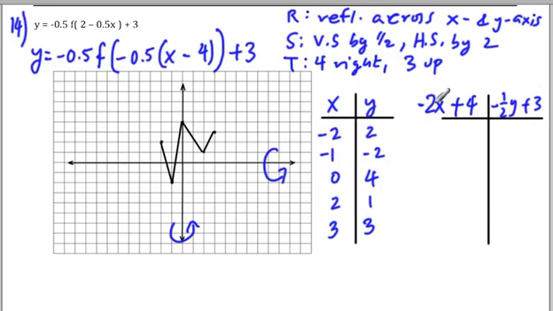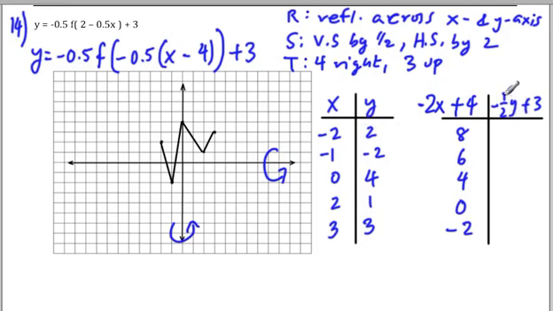Okay, so now let's see how this works. Negative 2 times negative 2 is positive 4. 4 plus 4 is 8. This is going to be 2 plus 4, which is 6. 2 times negative 2 is negative 4. Negative 4 plus 4 is 0. 3 times negative 2 is negative 6. Negative 6 plus 4 is negative 2. Okay, great.